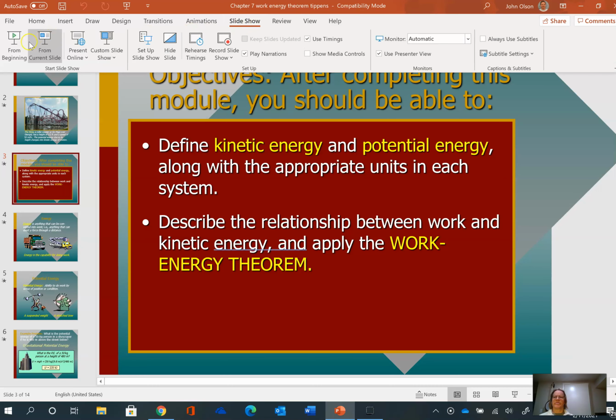All right, physics fans. Today we're learning about work causing a change in energy.